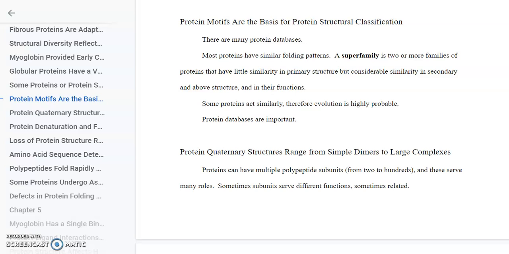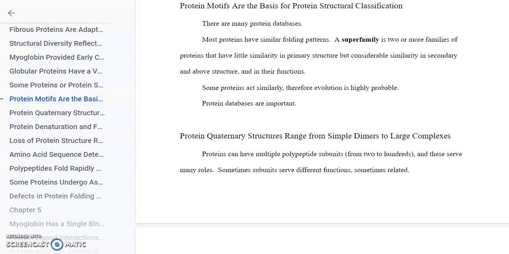A superfamily is 2 or more families of proteins that have little similarity in primary structure, but considerable similarity in secondary and above structure, and in their functions. Some proteins act similarly, therefore evolution is highly probable. Protein databases are important.